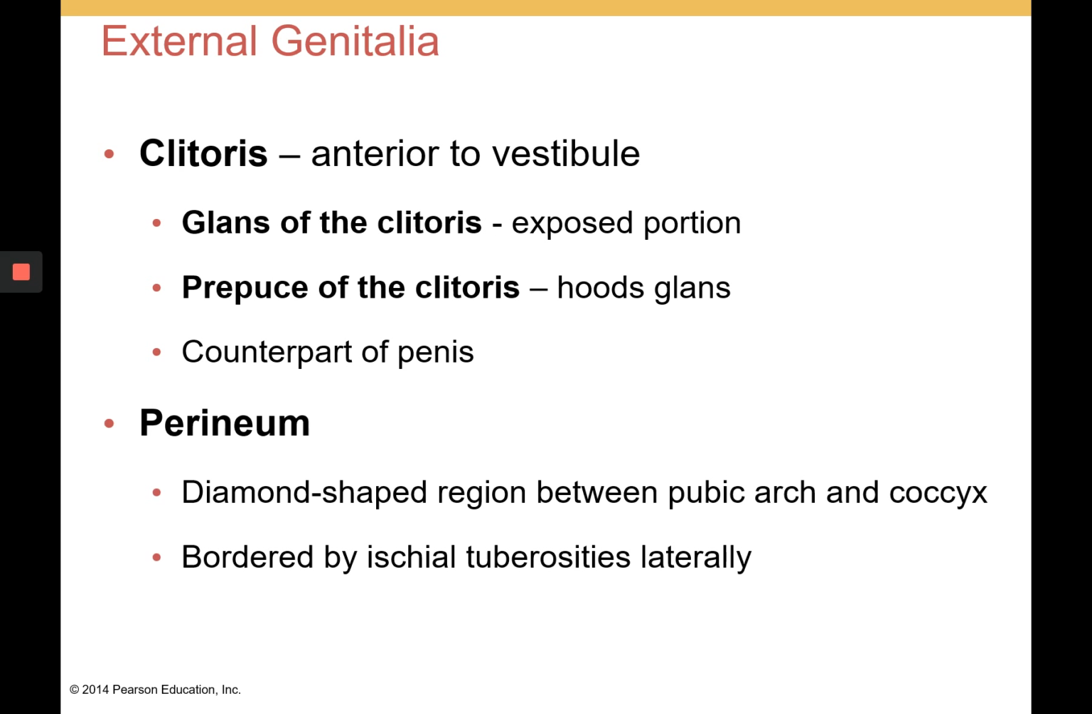We're also going to look closer at the anatomy of the clitoris, which is anterior to the vestibule. The glans of the clitoris and the prepuce of the clitoris are structures we'll point out. The glans is the exposed portion, the prepuce is the hood of the clitoris, and the clitoris is a counterpart to the male penis. And we just looked at the female perineum, and if you need the outlines again, they're listed here, so bordered laterally by the ischial tuberosities, anteriorly by the pubic arch or pubic symphysis, and posteriorly by the coccyx. So the perineum is just a diamond-shaped region that we'll find within these outlines, and generally has the external genitalia located therein.